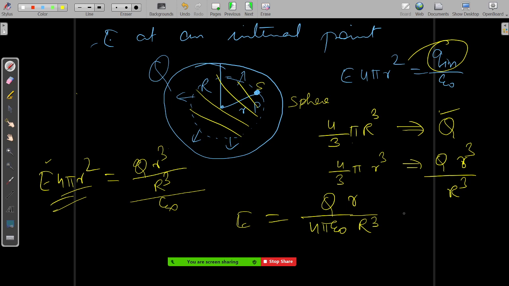The electric field is proportional to the distance from the center. You can basically remember it all in the same way.